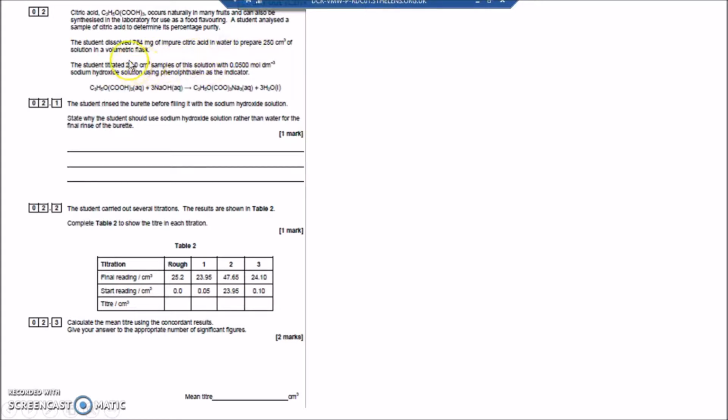Right, okay, so that's important. The amount of citric acid that they've actually used is only a sample, 25 centimeters cubed out of the 250. So they've taken a tenth of the amount of the citric acid in a sample. Titrated it with 0.5 mole per decimeter cubed, so we've got the concentration of sodium hydroxide, using phenolphthalein as an indicator. Okay, we've got the equation here, so that might be important. 1 mole of the acid reacts with 3 moles of the sodium hydroxide.